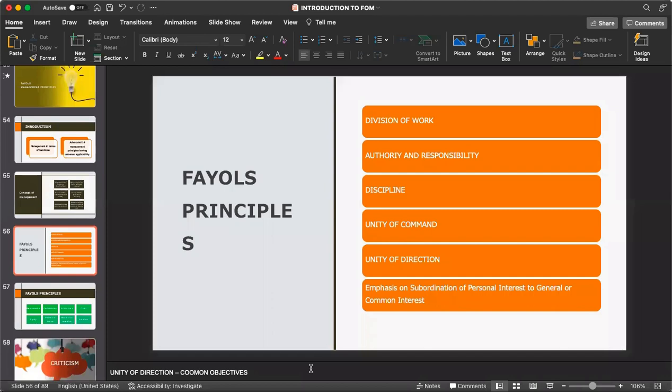Unity of direction means common objective. It means that irrespective of whichever department you belong to, marketing, finance, HR, operations, supply chain, logistics, whatever instruction, whatever decision is being made in the company, that decision must be based on some common objective. Each and every department should work to fulfill the company's objective only. Everything should be based on the company's benefit only. There should not be any personal benefit you need to think about. Okay, that is called unity of direction.